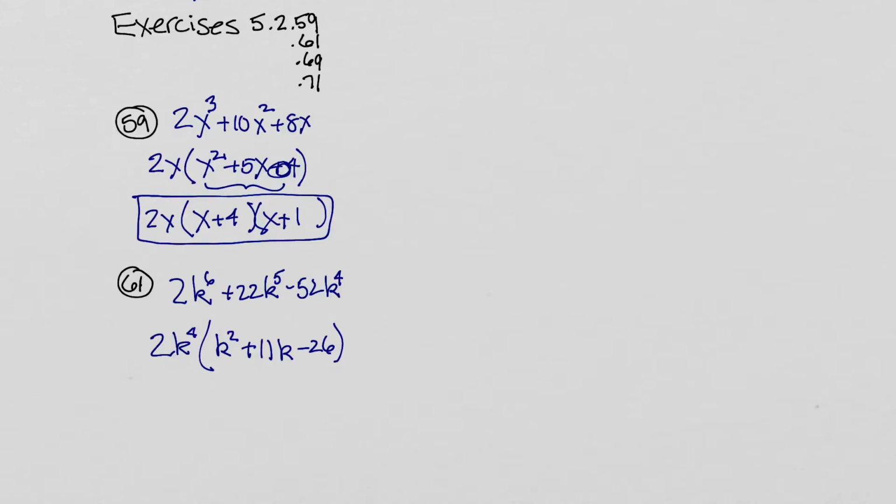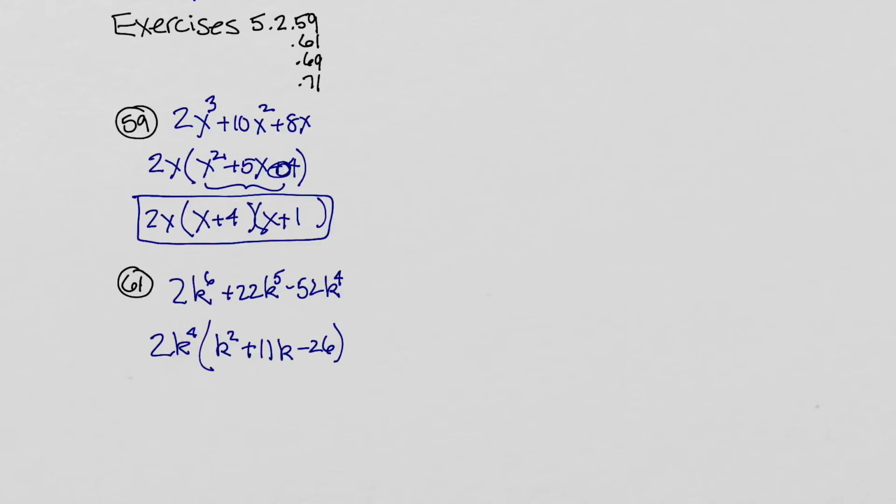Let's be sure we know where these numbers are coming from. We had a 2k to the 6th, we removed the 2, so the 2's gone. We had 6k's, we removed 4, so there's only 2 left. Now 22 divided by 2 is, there's the 11, right? 2 times 11 is a 22. We had 5k's, we removed 4, so there's 1 left. And then 2 times what is negative 52? Well, our division, negative 52 divided by 2 gives us negative 26. We had 4k's, we removed all 4.